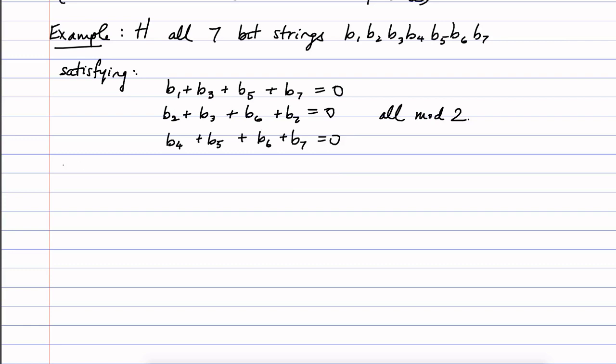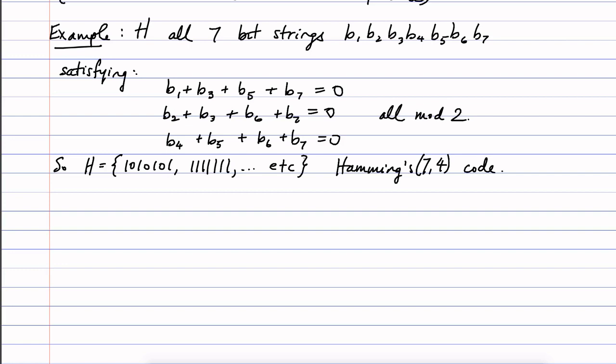All right, so that means if you started looking for solutions to this system of equations amongst all 7-bit strings of ones and zeros, you would be able to start filling in the set. You would find it contains things like this, or like this, and so on. This is actually the Hamming 7,4 code, a very famous error correcting code, and it's one error correcting.